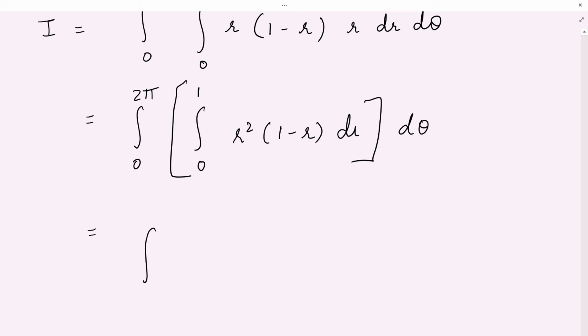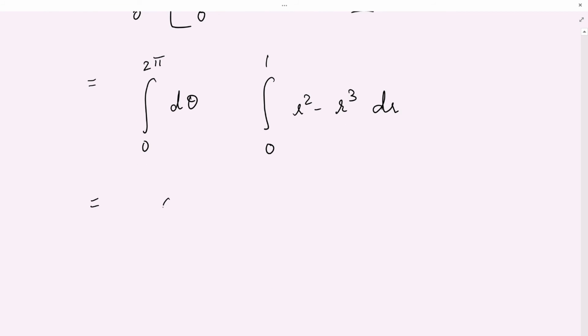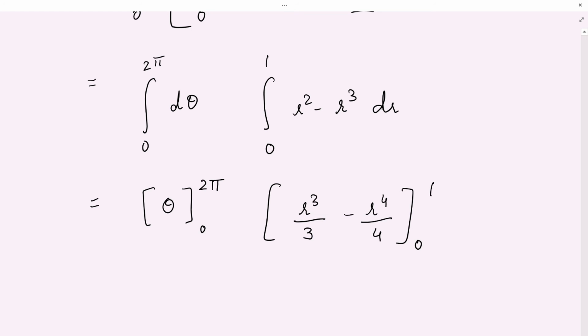Okay, so you can open the brackets. So that will be nothing but 0 to 2 pi, theta, 0 to 1, r square minus r cube dr. So which is theta 0 to 2 pi, r cube by 3 minus r raised to 4 by 4, 0 to 1. So my final answer is 2 pi into 1 by 12. So integration becomes pi by 6.